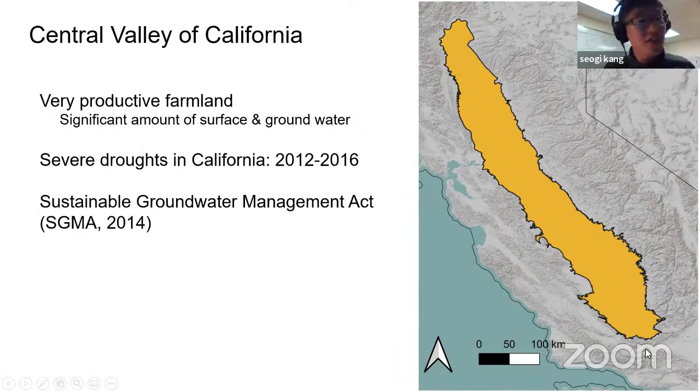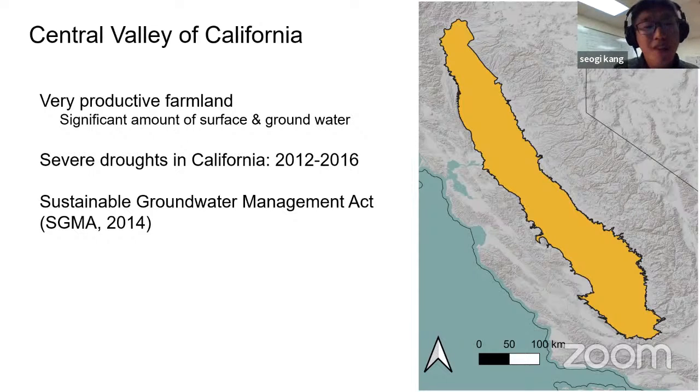The Central Valley of California is very productive farmland. That means to maintain that agricultural productivity, it uses a significant amount of surface water as well as groundwater. And in 2012 and 2016, there were severe droughts in California, which drastically increased the amount of groundwater pumping in this region, threatening the groundwater sustainability in the Central Valley of California.